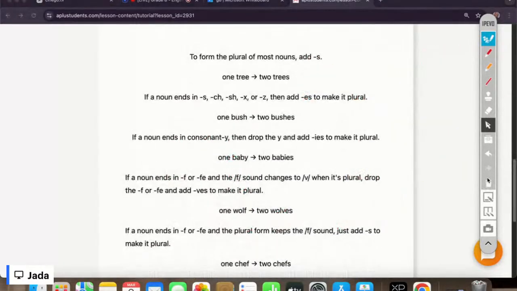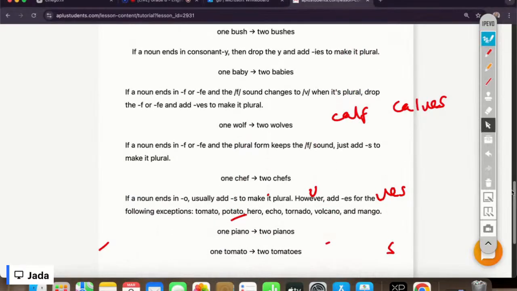Then if it ends in f or fe and the f sound changes to v when it's in plural, you have to drop the f or fe and add ves to make it plural. Just like one wolf, two wolves, we could have calf and then calves. Okay. Then if it ends in f or fe and the plural form keeps the f sound, just add s to make it plural. So just like we have one chef, two chefs.